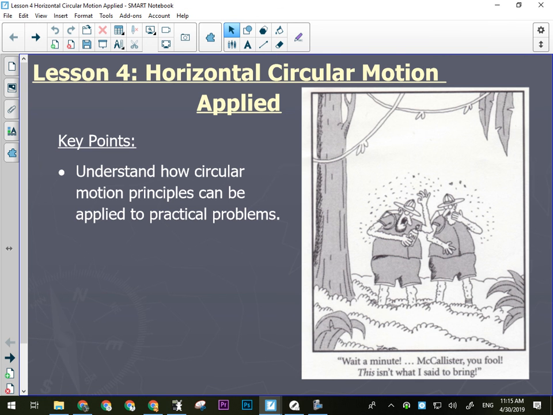Okay, so uniform circular motion is used for, obviously, banked curves and unbanked curves. We talked about those already. But there are some other problems that it can be applied to, and that we do use it for. We use it in certain types of amusement park rides to give people a sensation of G-force and things like that.